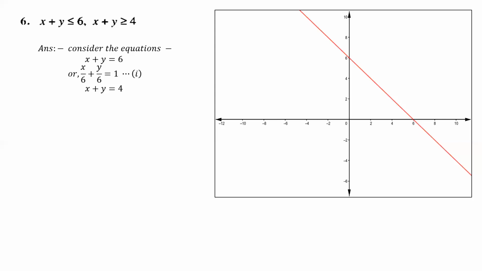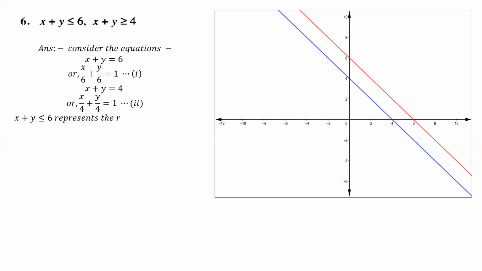Its intercept form is given by x upon 4 plus y upon 4 equals 1. So take the points 4 comma 0 and 0 comma 4, like here, and draw the line. This blue line represents the second equation and the red line represents the first equation. Now let's talk about the region. x plus y less than or equal to 6. Less than means the below portion or the left hand side. So the left hand side of this red line, definitely including the line since the less than or equal sign is there.